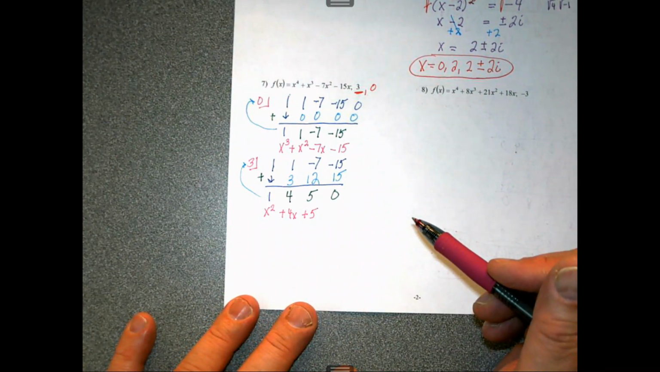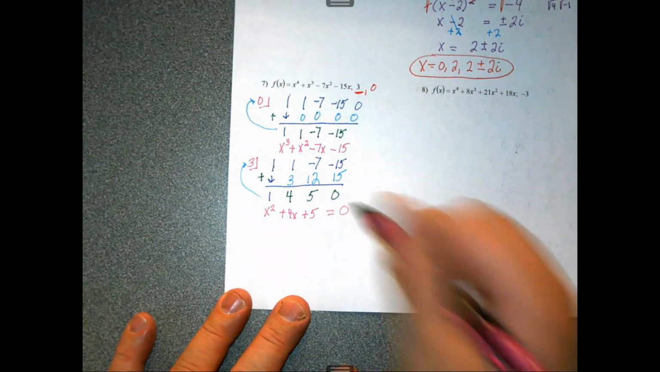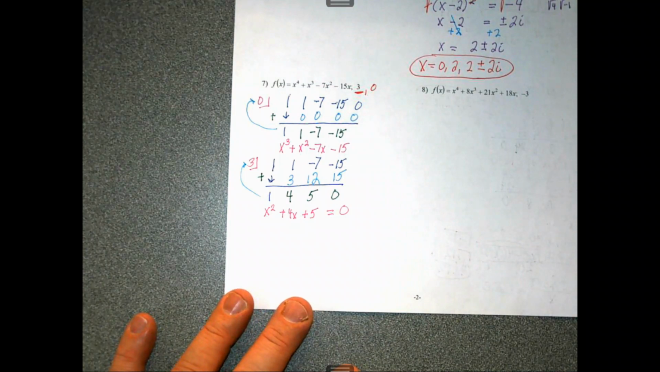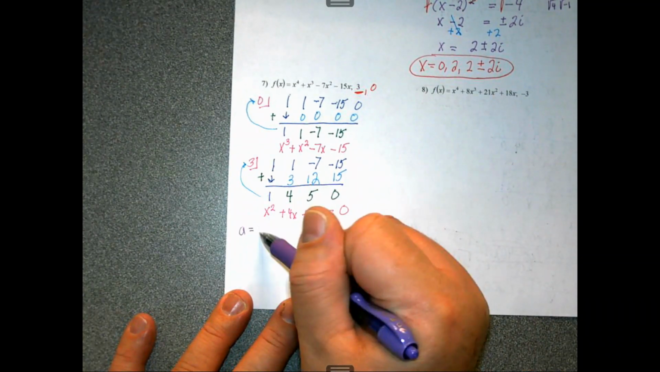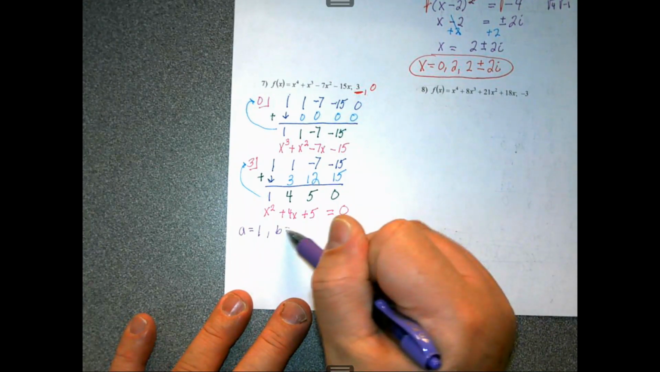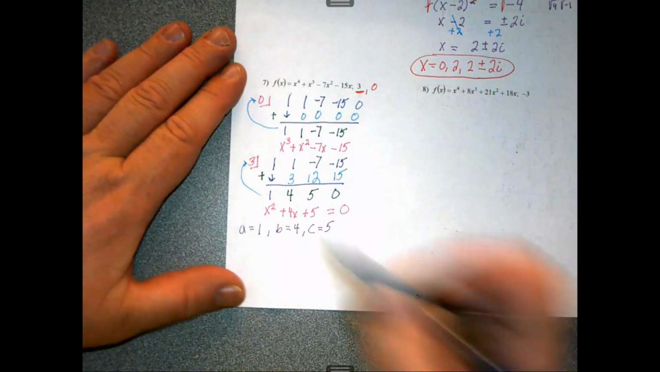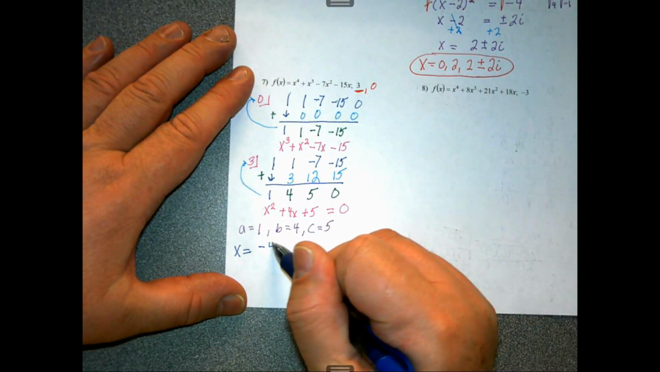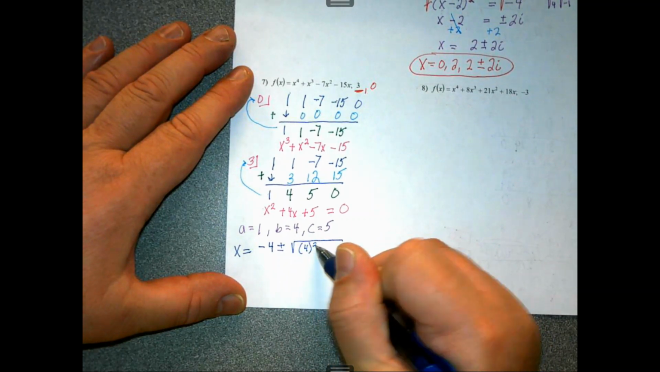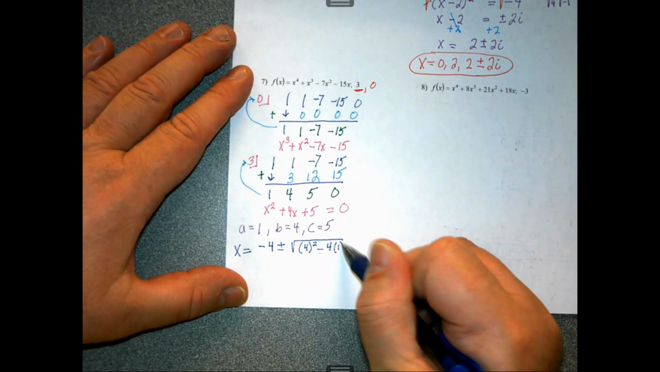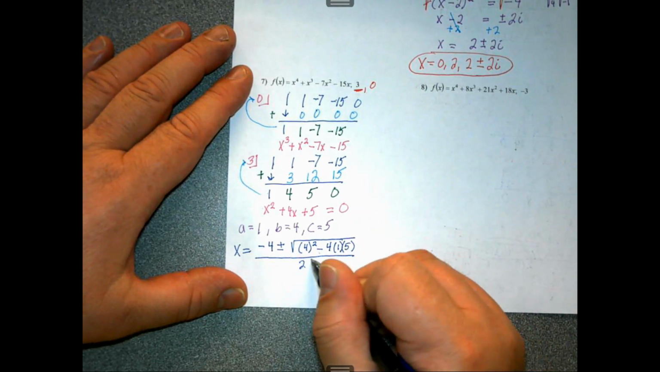And I know from the graph that it has imaginary solutions, but I know I can't factor this. So I'm going to have to use quadratic formula. See, my A, B, and C are up here. A equals 1. Or you could just read them off of here. B equals 4. C equals 5. So x equals negative b plus or minus square root of b squared minus 4 times a, which is 1, times c, which is 5, all over 2 times a, which is 1.